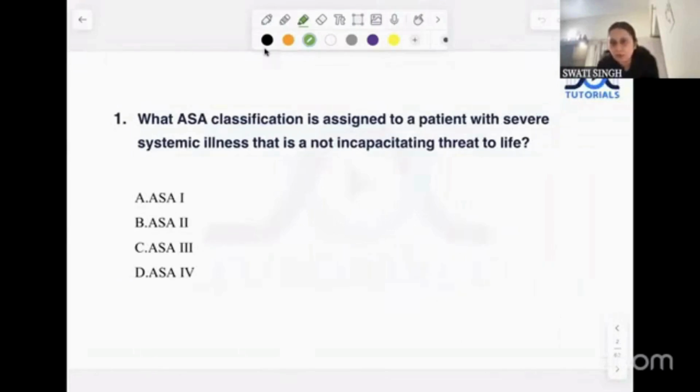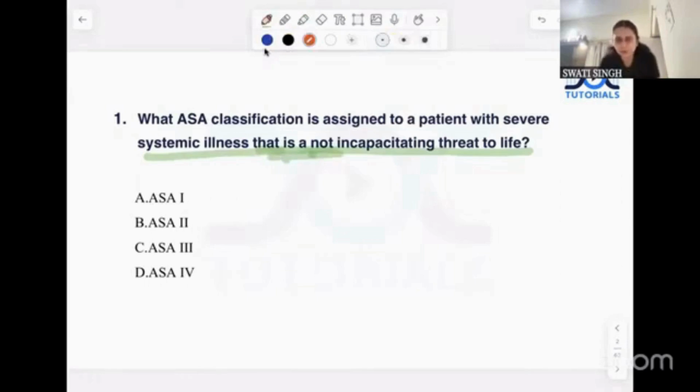My first question, which was in the test, was on ASA classification, a topic which I presume is very commonly asked in different exams. And I hope one question would be from this topic because it is so important nowadays. So the question was, what ASA classification is assigned to a patient with severe systemic illness that is not incapacitating, not a threat to life?